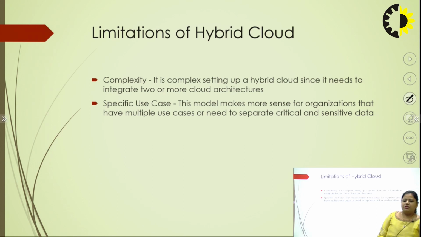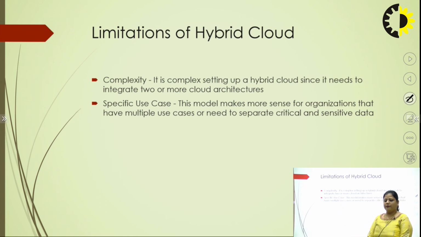There are some limitations of hybrid cloud, that is complexity. It is complex because whenever we need to access two or more types of clouds simultaneously at the same level, we face some issues. Setting up a hybrid cloud is complex since it needs to integrate two or more cloud architectures.